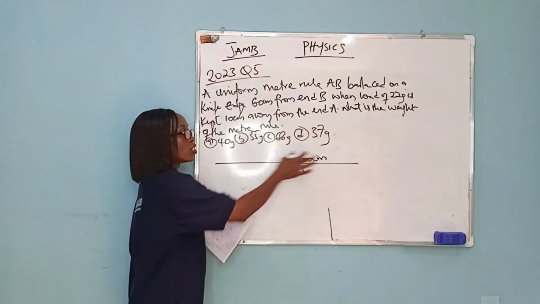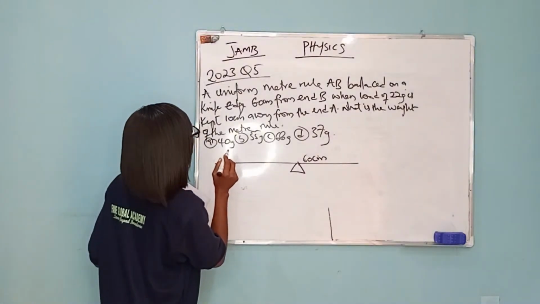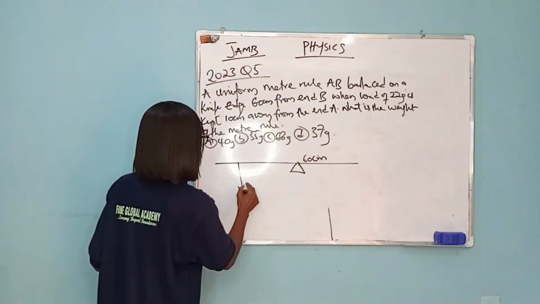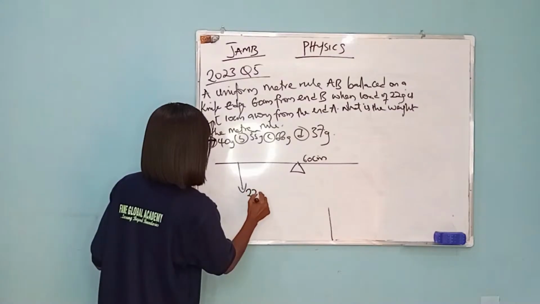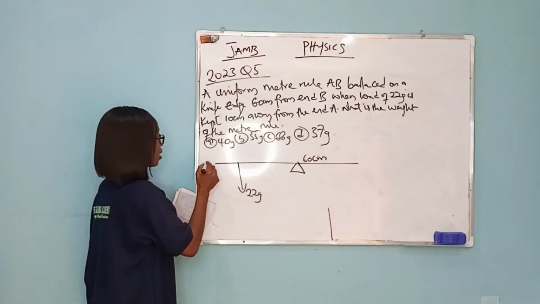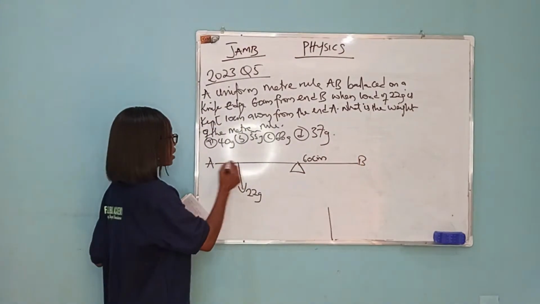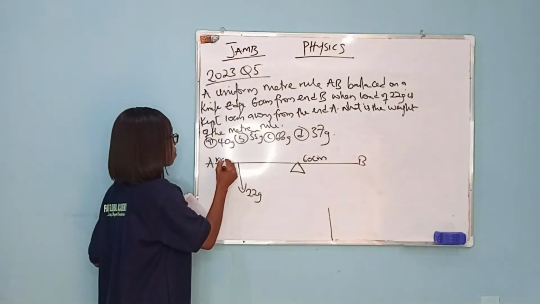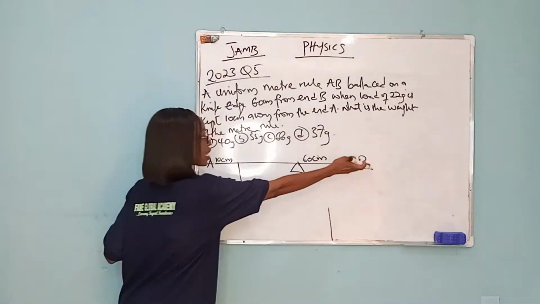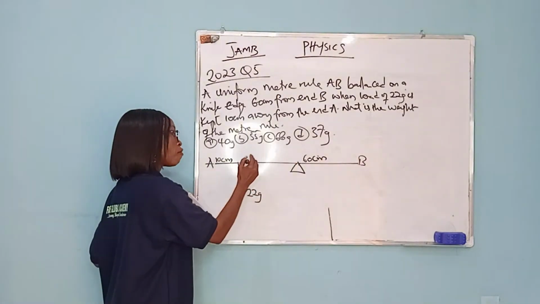Now this is a knife edge on a meter rule, and it says when the load of 22 gram is kept 10 cm away from A. First of all, this is A and this is B. From here to here is 10 cm. If from here to here is 10, and from here to here is 60, and the length of the ruler is 100, what would this be? 40 centimeters.